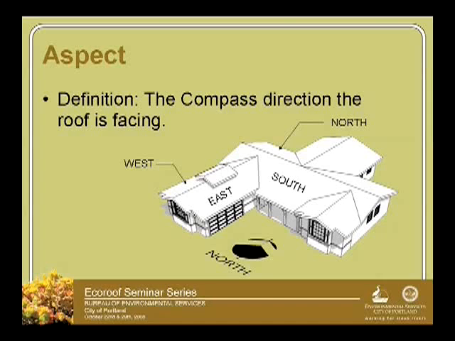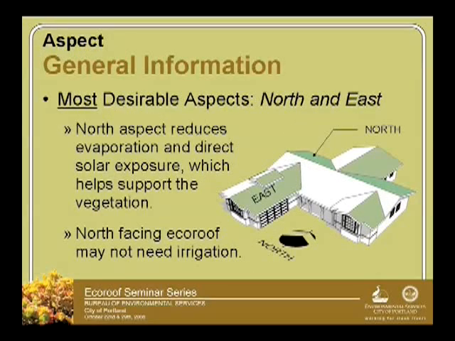And then your east and your north side of the building, or the rooftop here. This is just a good example of a residence because it was sloped and it showed that a little bit better than a flat roof. In general, the most desirable aspects are north and east because they really reduce the irrigation demand and the water usage of the plant material, and the heat gain of the materials it might be edging and those kinds of things.